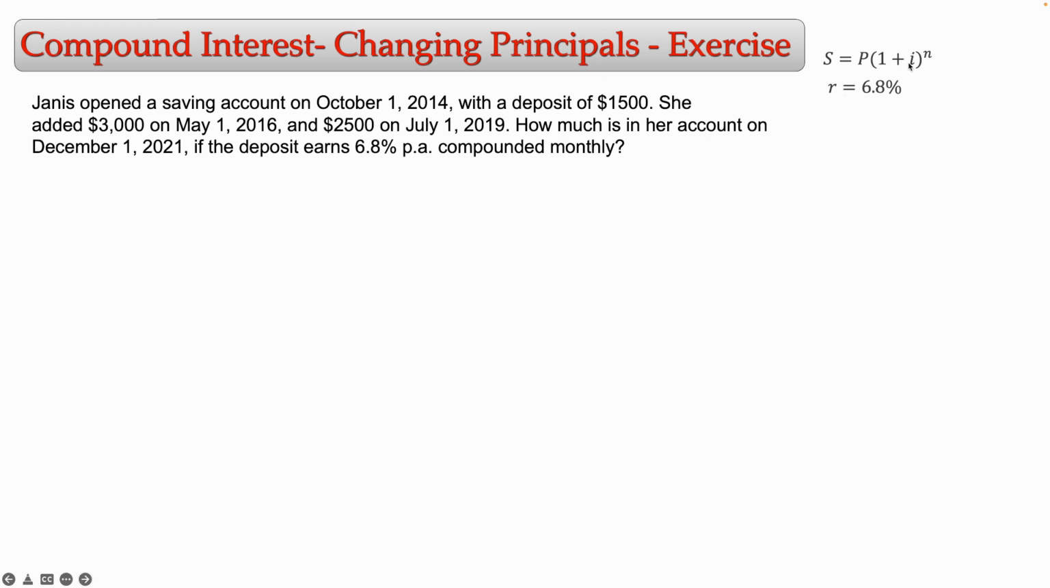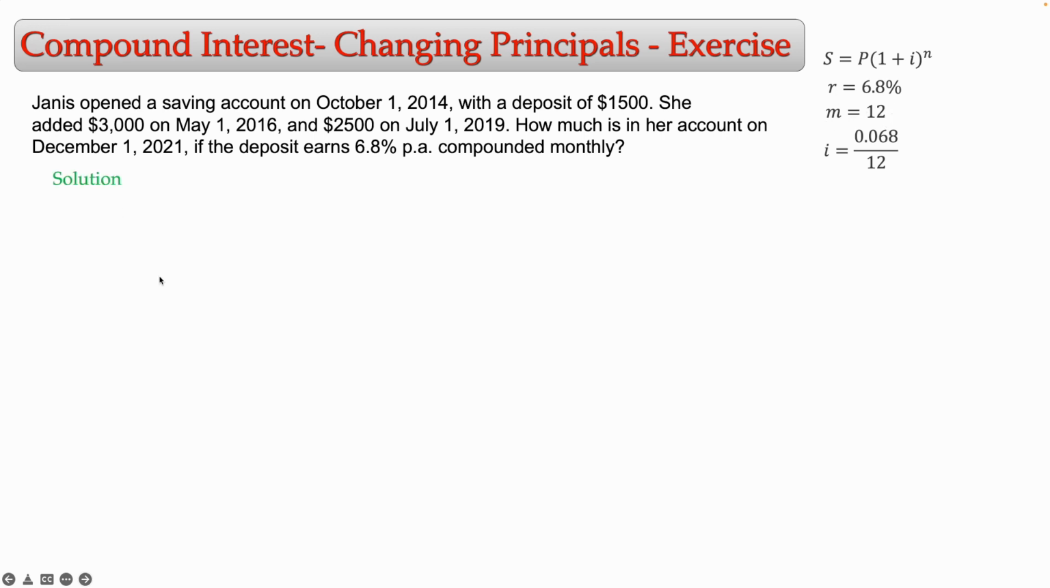But this is not the i that appears in the formula. This is the periodic rate of interest. So this interest is annual, so we divide by 12. There are 12 periods because they said compounded monthly, so n equals 12. So the i that I'm going to use in the formula will be i equals 0.068, that means 6.8%, divided by 12, because every year we have 12 periods.